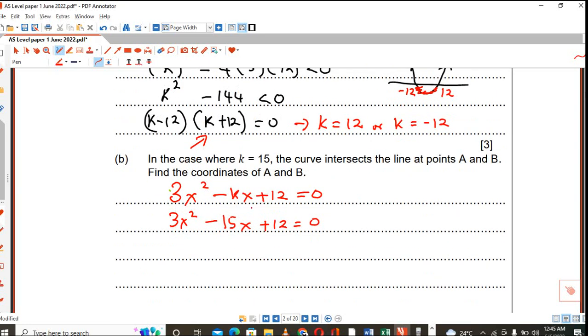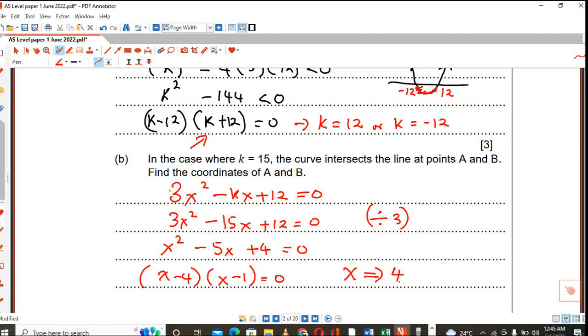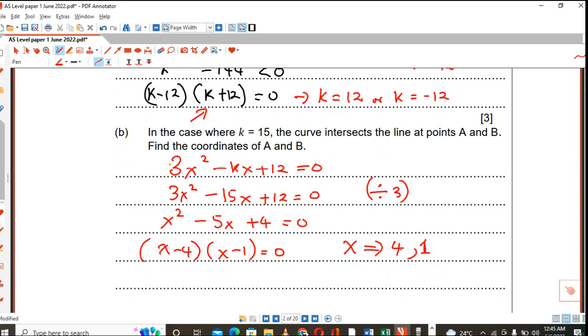If you divide this throughout by 3, you're going to have x squared minus 5x plus 4 equals 0. Now you're going to have x minus 4 and then x minus 1 equals 0. So our values of x are 4 and 1. These are my two values of x.